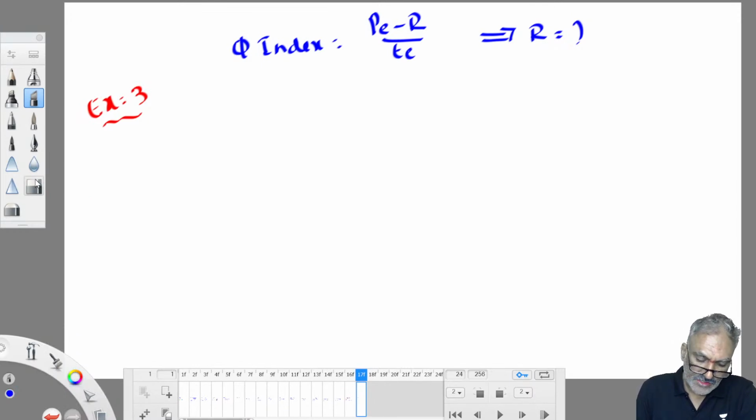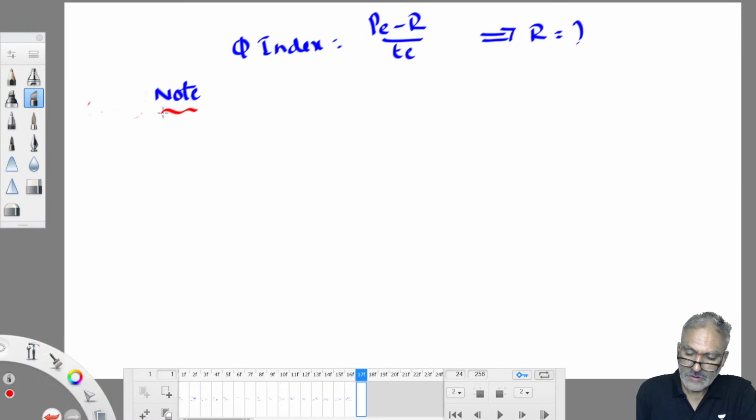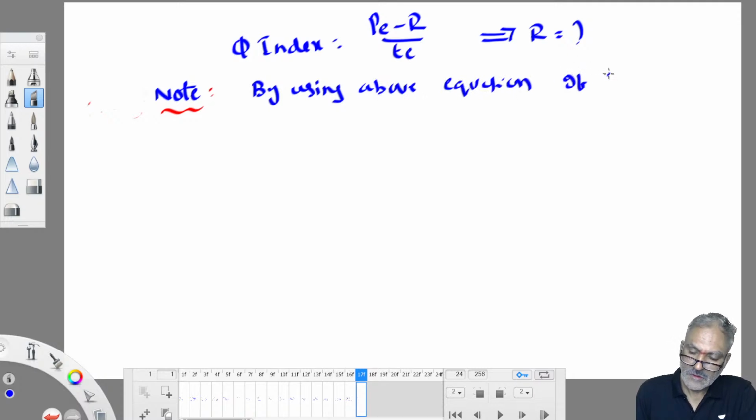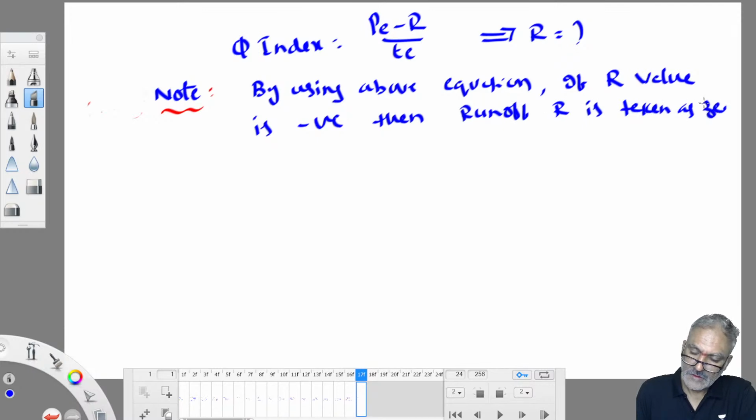Whenever we use this equation especially, I'll write one note. If you get the R value negative, then runoff is taken as 0. Okay, remember that point also. Now let us work out a few examples.